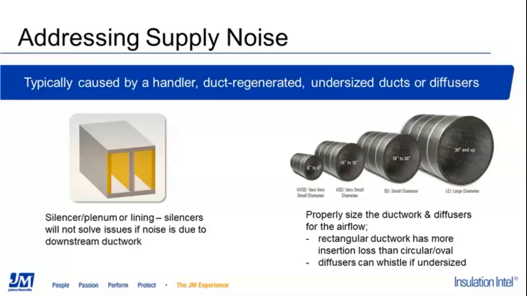Also, using flex duct right before the diffuser is pretty good, especially when you have a ceiling plenum, because that allows sound to escape out of the duct, but the airflow continues on. If you have exposed structure, those really don't work well because you're still dumping all that noise into the space.